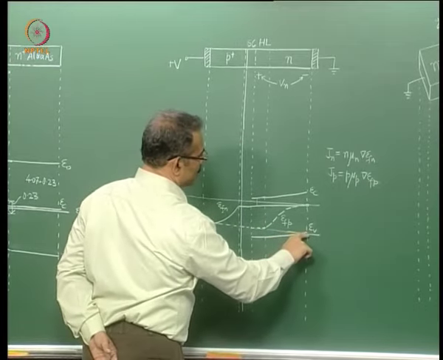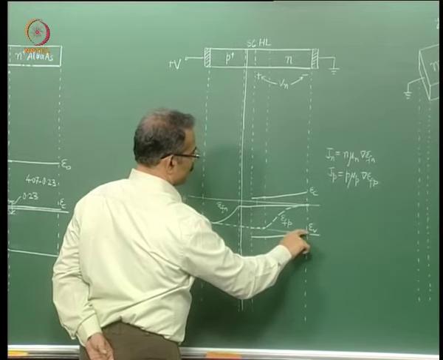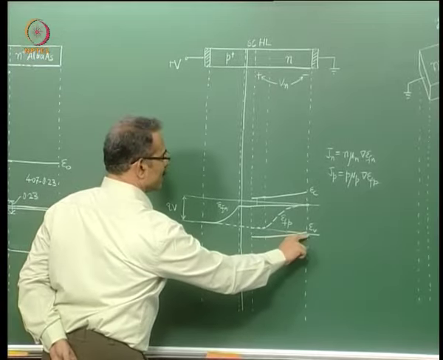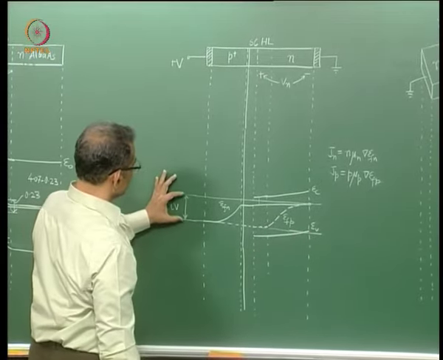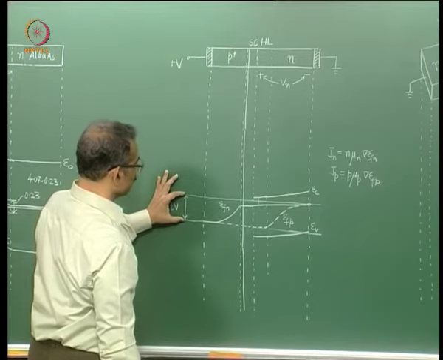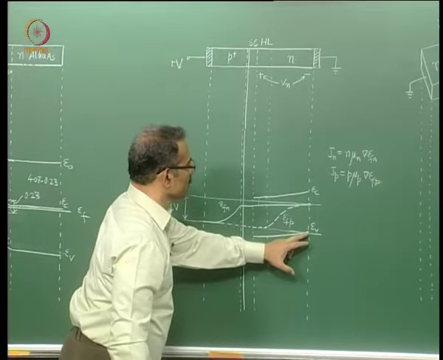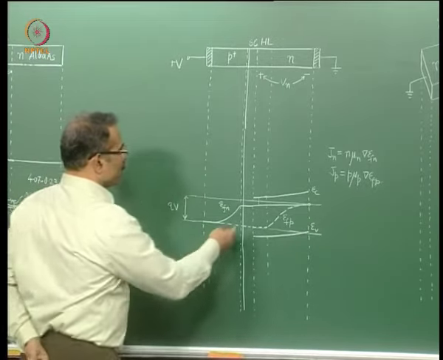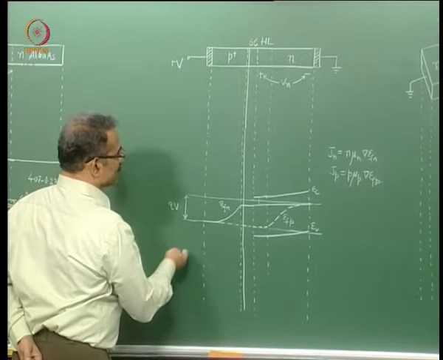This point need not be the same as this line, okay. It is just a coincidence that this line, which tells you the voltage drop QV, happens to be close to EV. Now let us do the EC and EV exercise on this side.